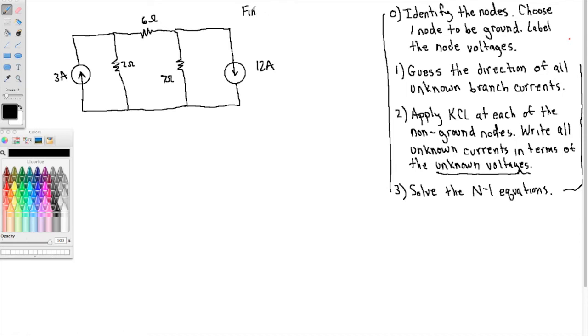Or maybe here's the question: is the 12 amp source supplying or absorbing power? Remember, sources can absorb power, just like a battery can be charged. Is the 12 amp source supplying or absorbing power? How much power? Okay, so there's the question.